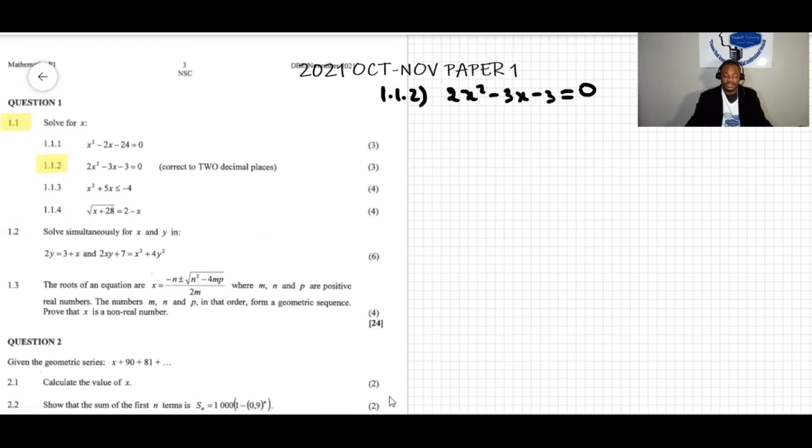When you see next to the equation the statement "correct to certain decimal places", or "leave your answer in surd form", understand that you don't factorize here. Okay? Don't factorize. You can solve the problem either by using the quadratic formula or by completing the square. Now I'm going to use the quadratic formula.